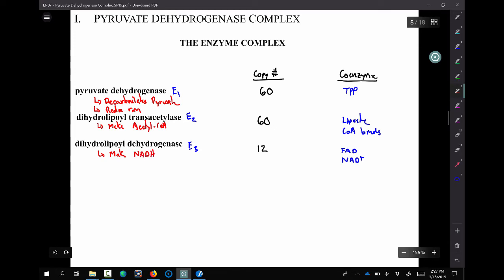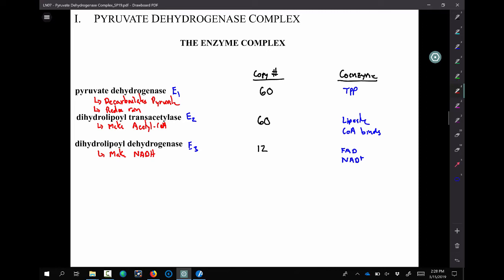So in terms of tasks that need to be done to decarboxylate pyruvate, this is how they're set apart. Pyruvate dehydrogenase decarboxylates pyruvate and carries out a redox reaction. The transacetylase makes acetyl-CoA, and then finally the last dehydrogenase makes NADH. There's lots of details in that, but that's the overarching scheme.